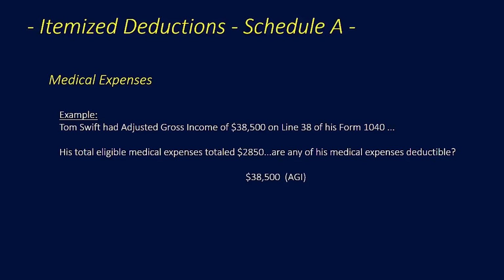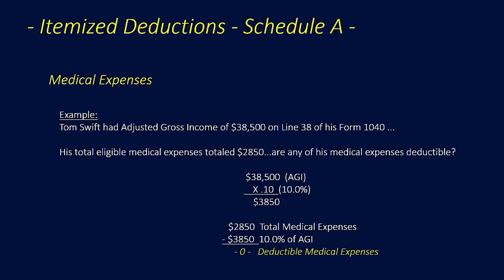Well, his AGI was $38,500. 10% of this figure is $3,850. His total medical expenses were $2,850, compared to 10% of his AGI, $3,850. In his case, none of his medical expenses are deductible. They did not exceed 10% of his adjusted gross income.